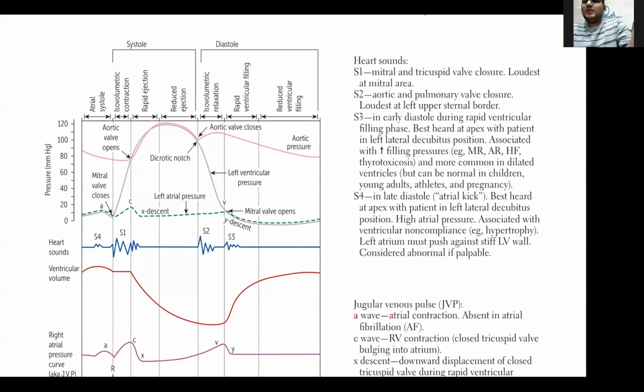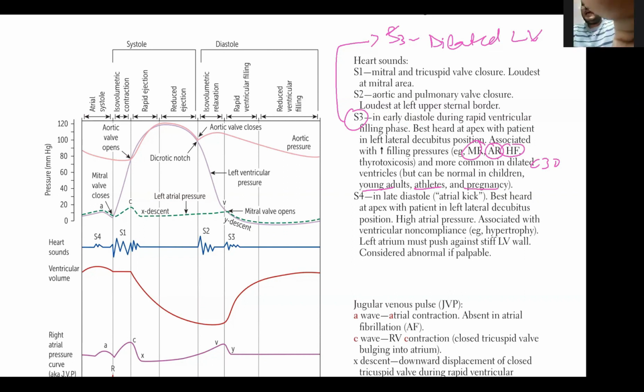Next is S3. S3 is produced in the dilated left ventricle. Remember this. And that dilation is due to mitral regurgitation, aortic regurgitation, heart failure, and it is normal in those less than 30 years of age: young adults, athletes, and pregnancy.